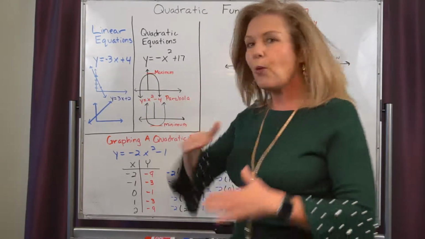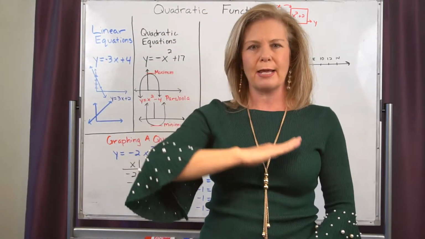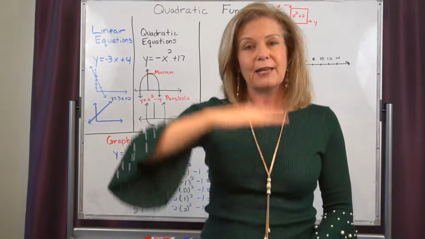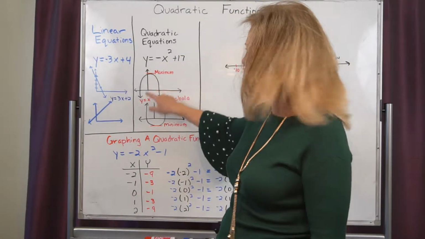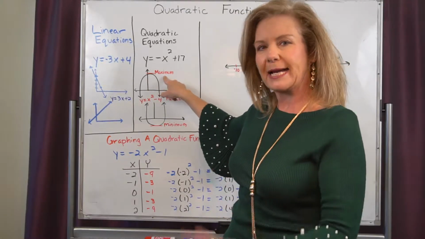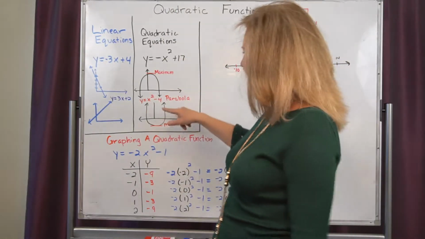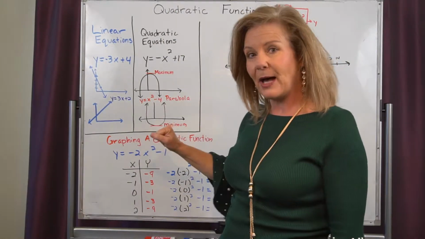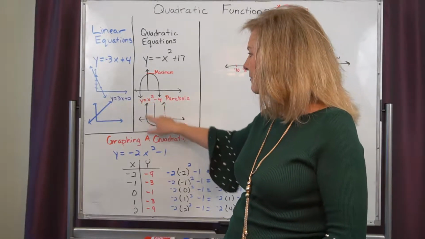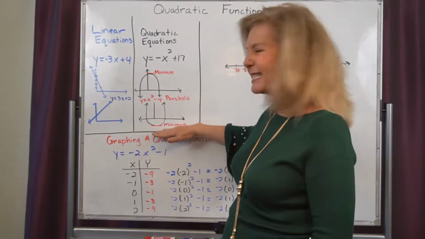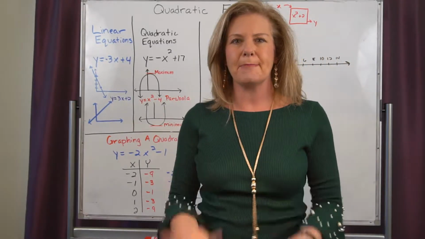Now, the point where the curve is either at the top of the parabola or at the bottom of the parabola. If it's at the top, which it always is when it's a negative x, that means we call that the maximum. It's the maximum height of that curve. If the curve is at the bottom, that means it's at the bottom part of a positive parabola. That means it's the lowest point of the curve. That's why we call it a minimum.